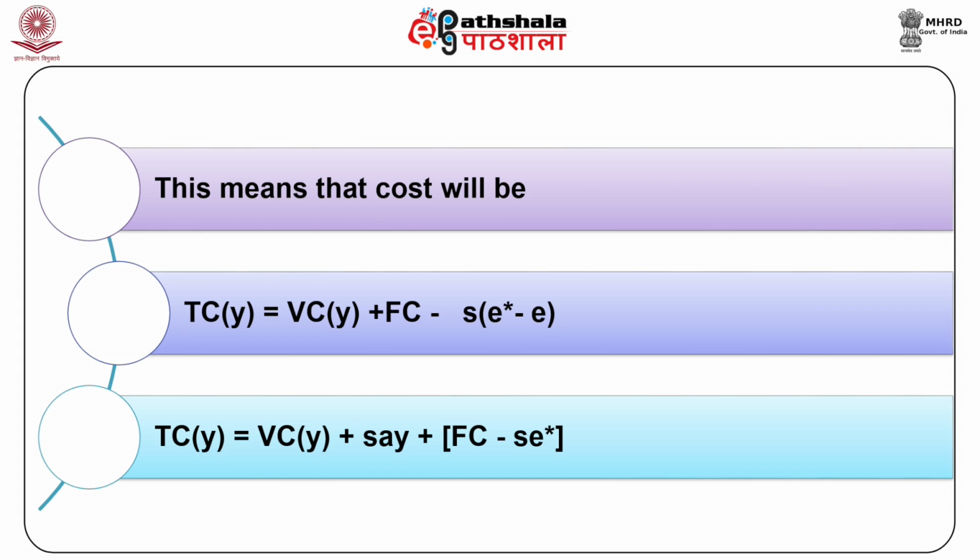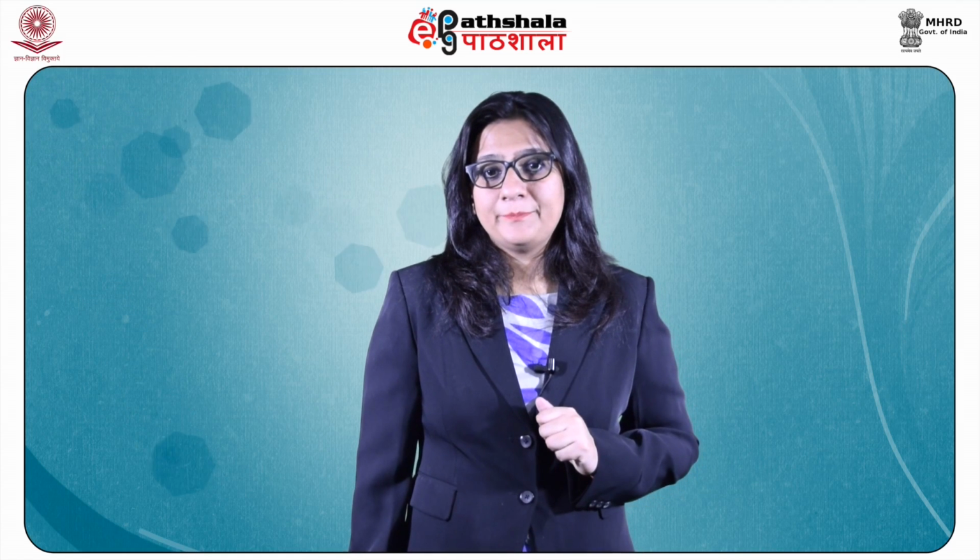Now, by rearranging certain variables, we arrive at TC is equal to variable cost plus small s into AY plus FC minus S into E star. Now, the term in the bracket consists of a standard fixed cost plus a lump sum transfer of S E star, which is independent of Y or E.